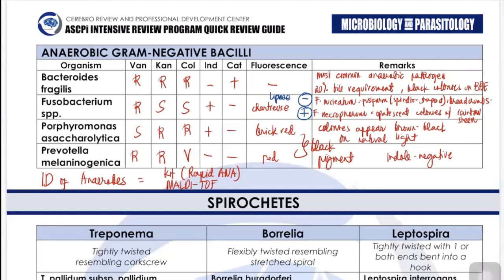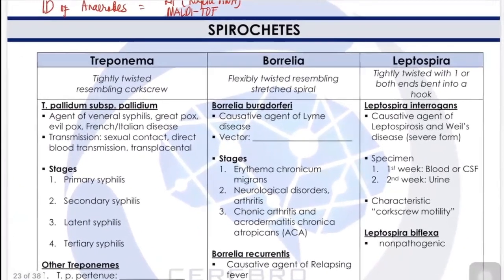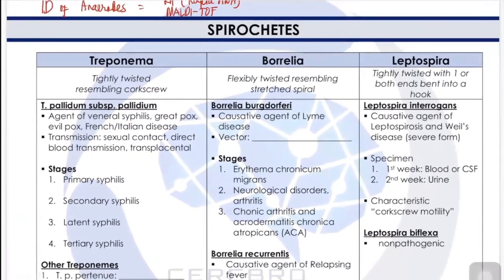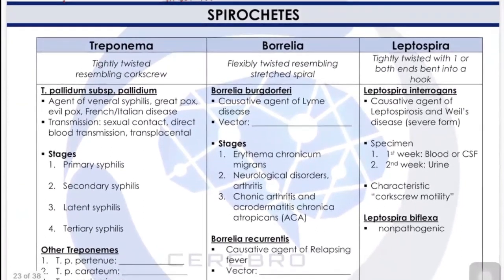Okay, so now let us proceed to spirochetes. We have three here: Treponema, Borrelia, and Leptospira. First, we have Treponema. The most important is Treponema pallidum subspecies pallidum. This is the agent of syphilis, otherwise known as the great pox, the evil pox, or the French or Italian disease. This is a venereal disease, therefore it is transmitted through sexual contact. However, it can also be transmitted through blood transmission and can be transplacental.